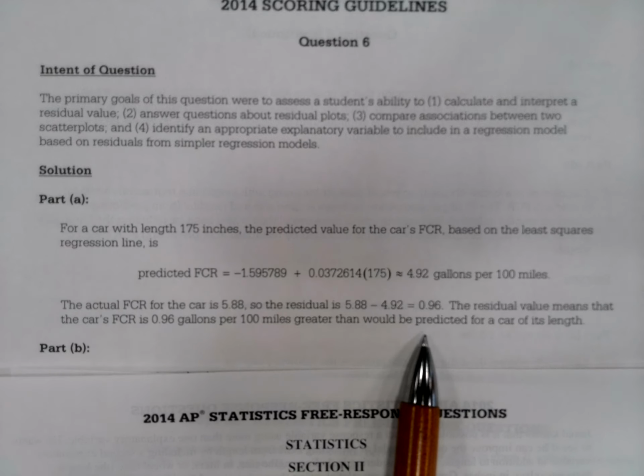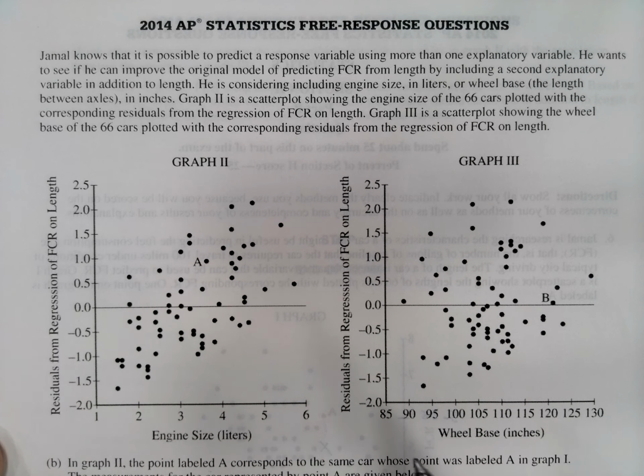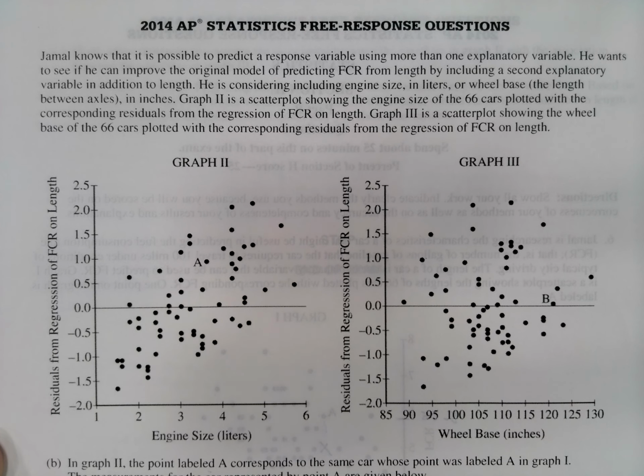All right, here we go, part B. So this is a lot of reading on this one. Sometimes you get these type of questions, so you just got to keep moving. Jamal knows that it's possible to predict a response variable using more than one explanatory variable. Now, this is something that is really tricky for a lot of people, where they're going to take the residuals. You'll see on these graphs that these are actually the residuals from the previous graph, and then they're going to put a new explanatory variable on that. So it's like they're doubling up on the explanatory variables and doing it more than once.